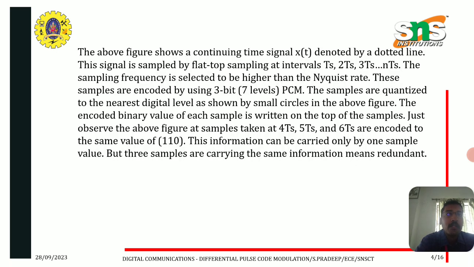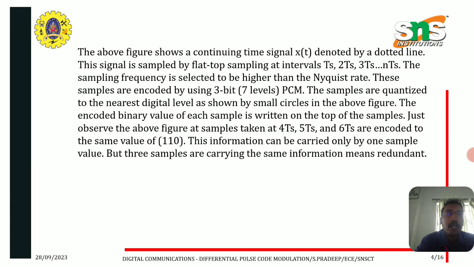The figure shows a continuous time signal x of t denoted by a dotted line. This signal is sampled by flat top sampling at intervals Ts, 2Ts up to nTs. The sampling frequency is selected to be higher than the Nyquist rate. These samples are encoded by using 3-bit PCM. The samples are quantized to the nearest digital level as shown by small circles in the figure. The encoded binary value of each sample is written on top of the samples.